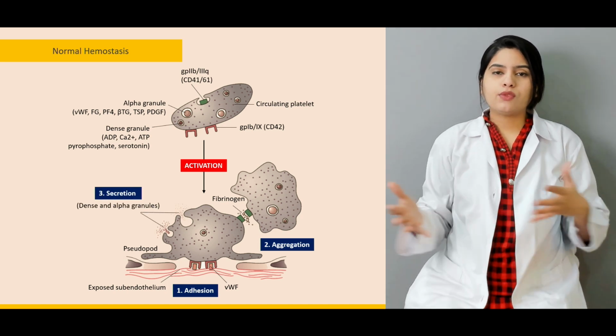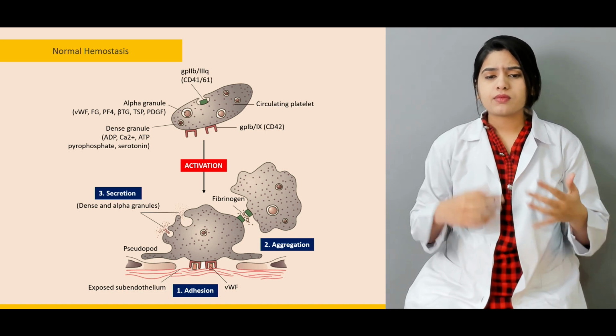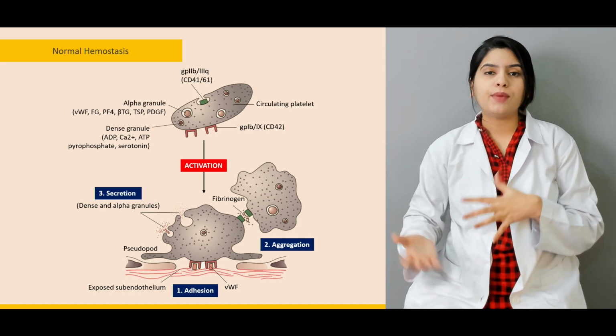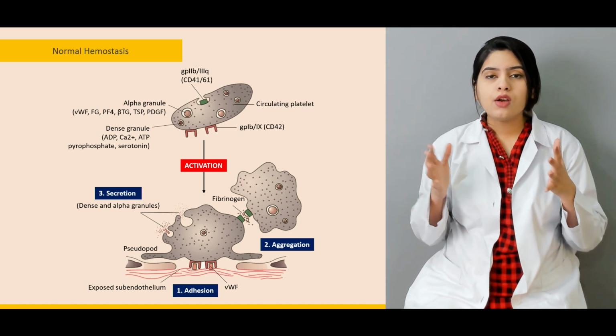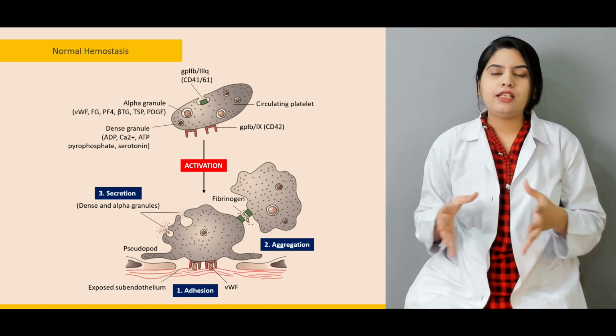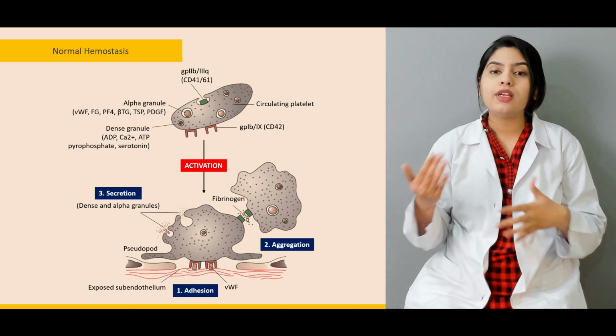There will be the secretion of the granules that will also release the p-selectin, that will release the fibrinogen, that will then be activated to the fibrin, and finally a clot will form. So this is just an overview of a mechanism that leads to the activation of platelets and formation of a clot.